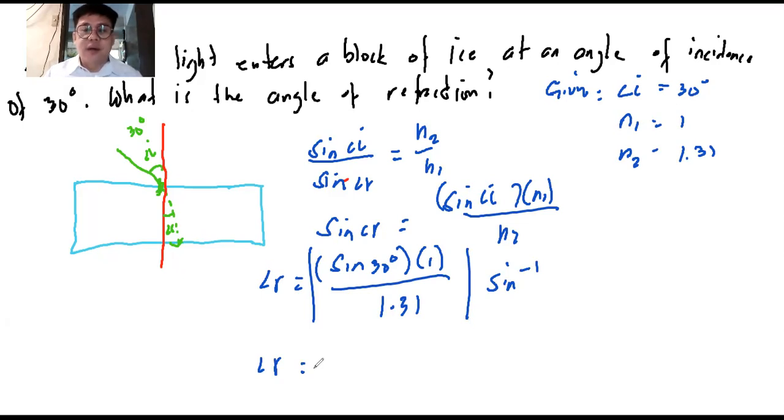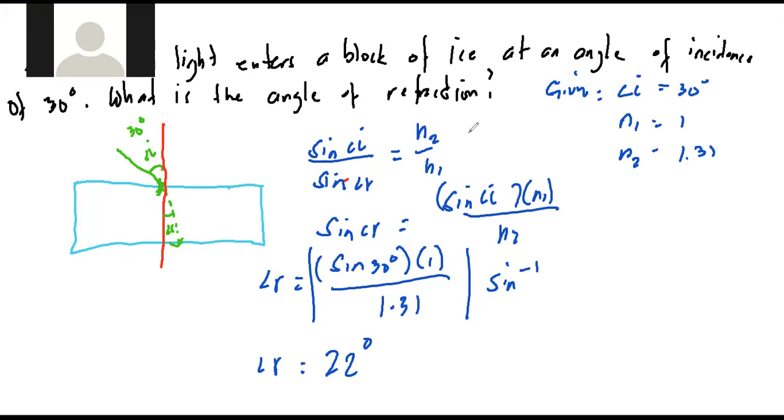Okay, what is the answer? Is your answer 22 degrees? Do we come up with the same answer? 22.4, sir. Okay, 22 degrees, so we'll just round off. So 22 degrees is the angle of refraction. Okay, can you follow? Okay, so let's have another problem.